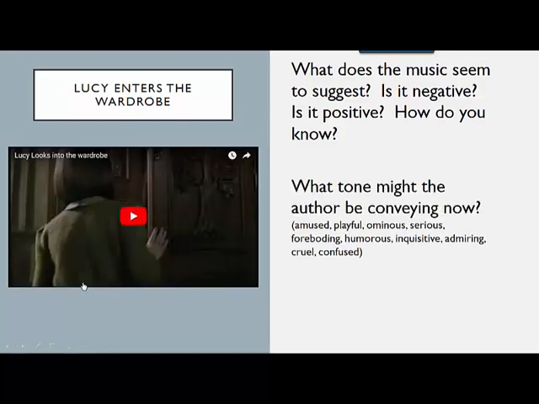Okay, so now we're going to listen again to the next little piece of the movie clip. And I want you to, again, pay attention to the music because the music changes from what we just heard. And be thinking, what tone might the author be conveying now?